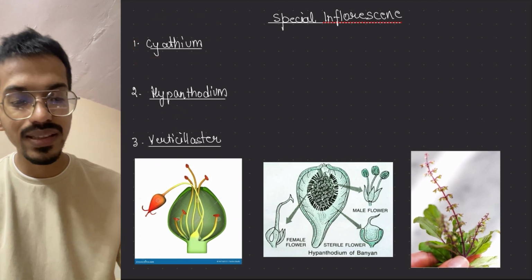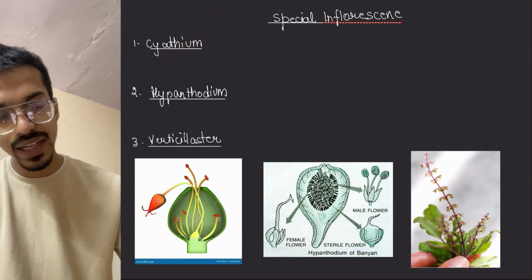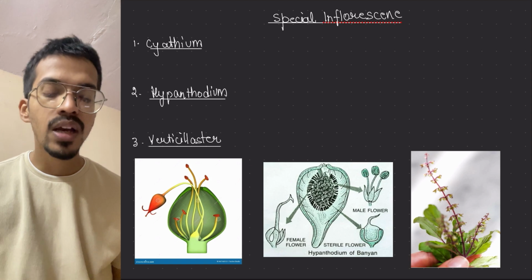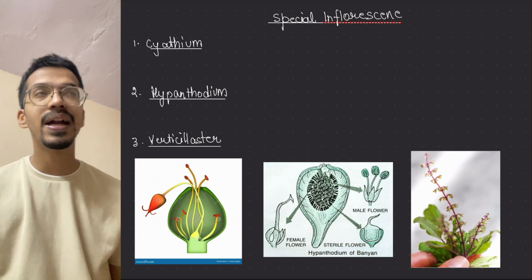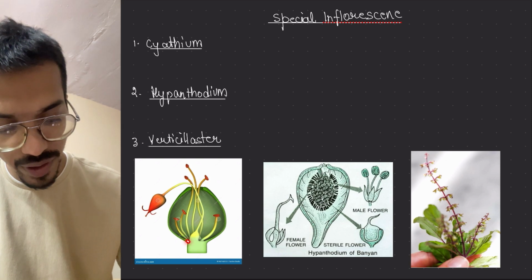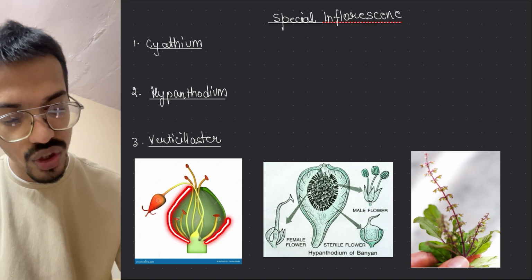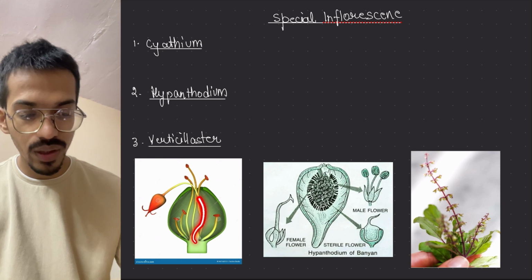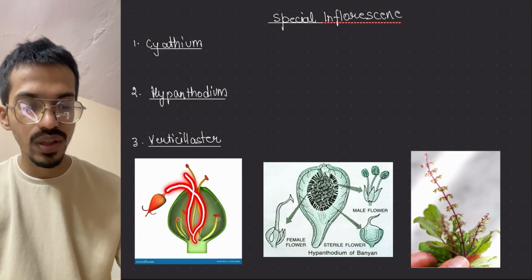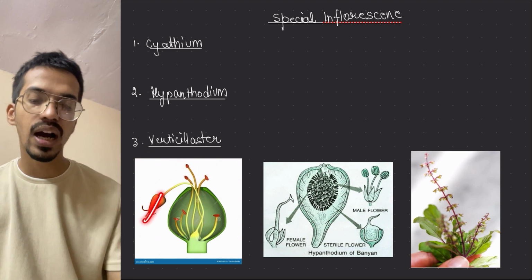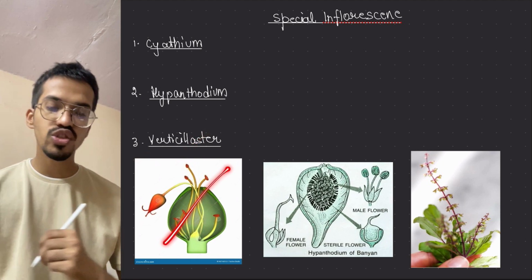Cyathium. Okay, this is seen here. What happened? There is no corolla and calyx present, no petal and sepal. There is a covering of the thalamus only, which covers all the structure. So here the female comes out, and the male also has to come out if they want to fertilize. So this kind of arrangement is there.